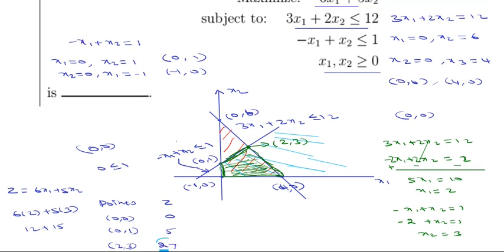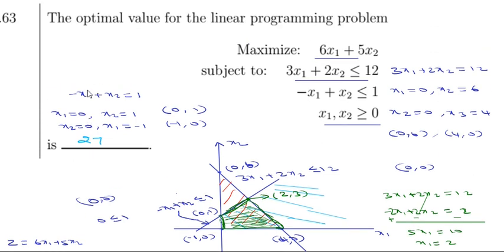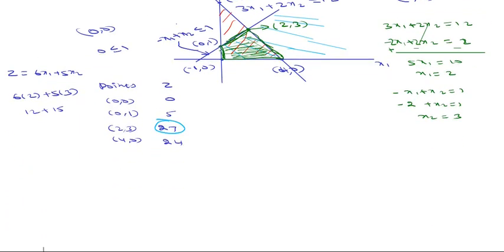Therefore we have to find the maximum z. The maximum z is 27. So the answer is 27. The optimum value for the linear programming problem is 27. So we move on to the next problem.